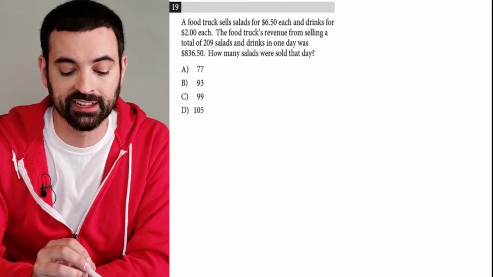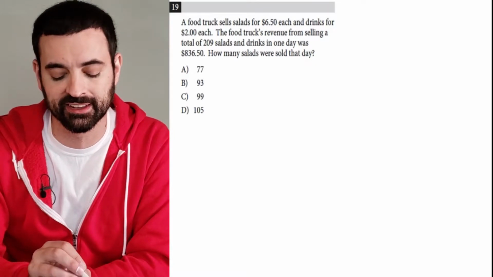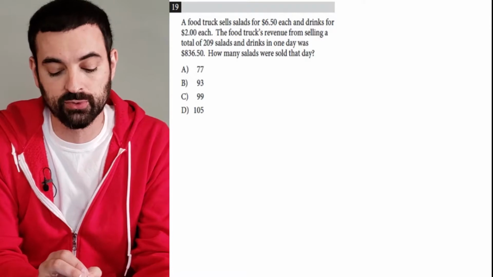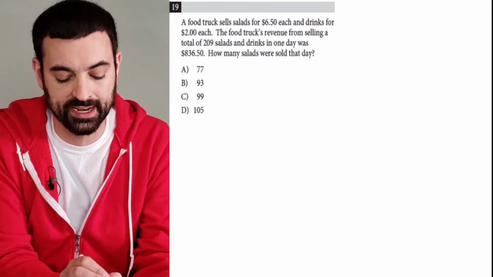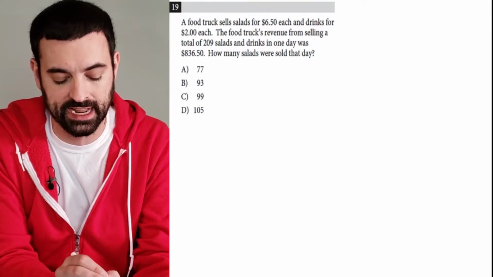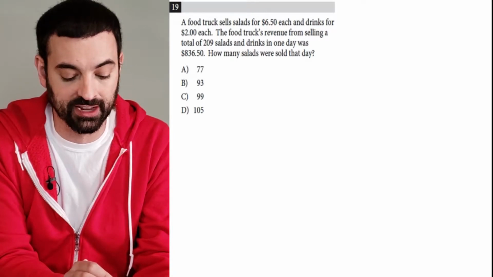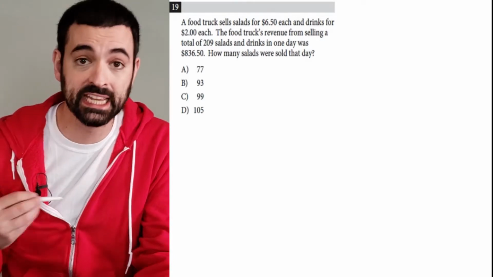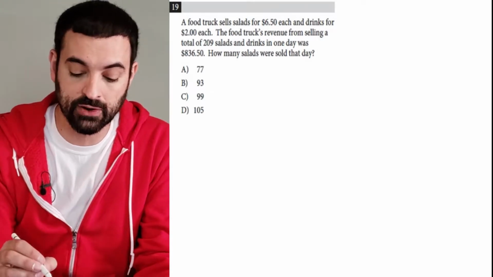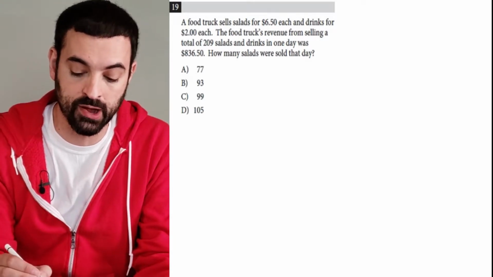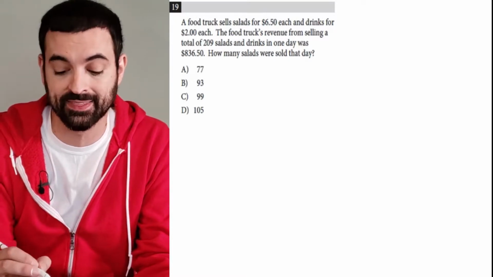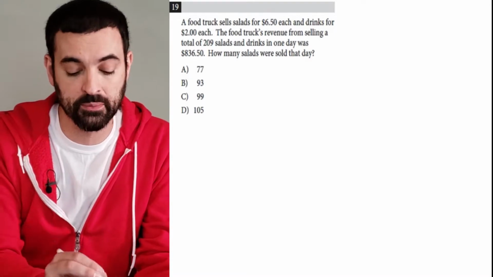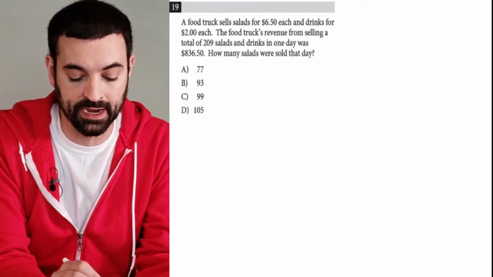A food truck sells salads for $6.50 each and drinks for $2 each. The food truck's revenue from selling a total of 209 salads and drinks in one day was $836.50. How many salads were sold that day? The key to doing these right is to make one equation all about one form of measurement and the other equation all about another form of measurement. For example, I'm going to put all of the money on my top line here.